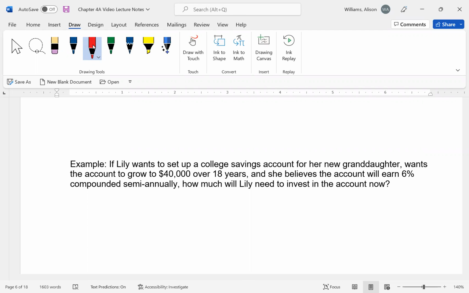Okay, so this time we're working backwards. 40,000 isn't what she's going to start with. 40,000 is what she wants to end up with. So they actually know the result, and they'd like to figure out how much they need to invest to make this happen. So we're going to solve this for A. 0.06 is the interest rate, semi-annually is twice a year, and this will be 18 years.